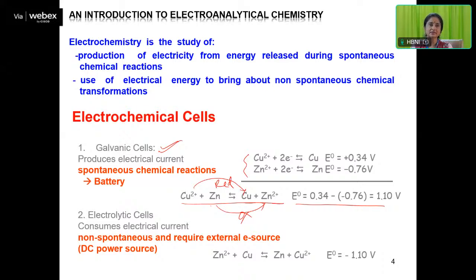Now, what is an electrolytic cell? Here it consumes electrical current and produces chemical energy. So non-spontaneous reactions are made to happen by consumption of electrical energy. If the same reaction in the forward direction is spontaneous, then obviously in the backward direction it will be non-spontaneous. That same reaction can be made to happen using an electrolytic cell, where the E cell will again be negative. The values are exactly equal; only the sign convention differs. Here it is positive and here it is negative.